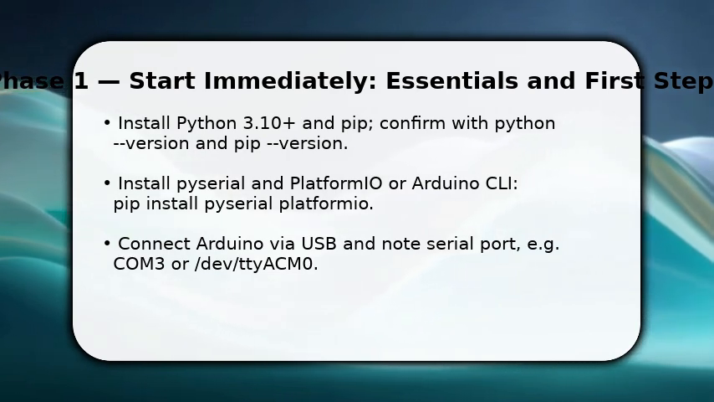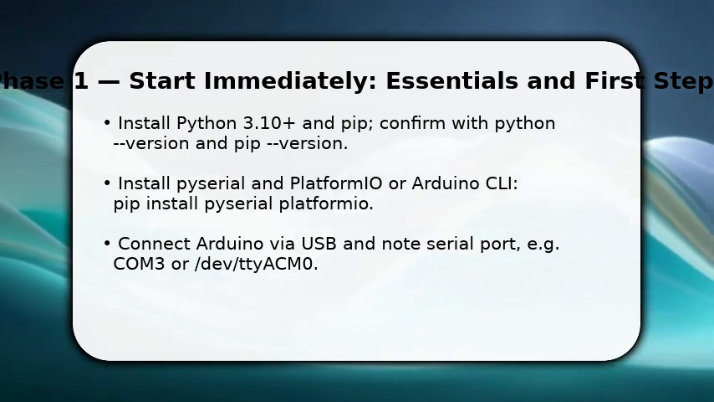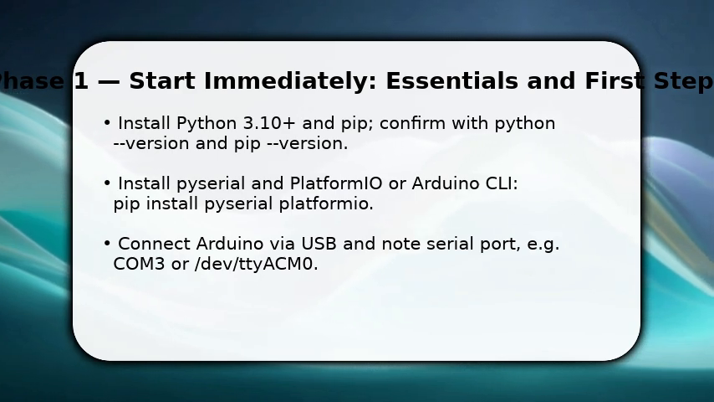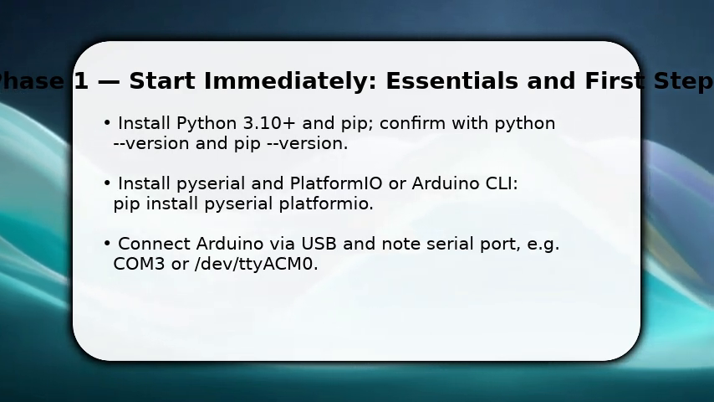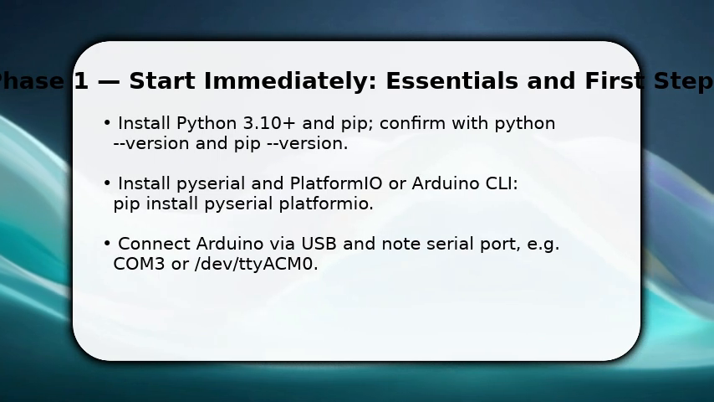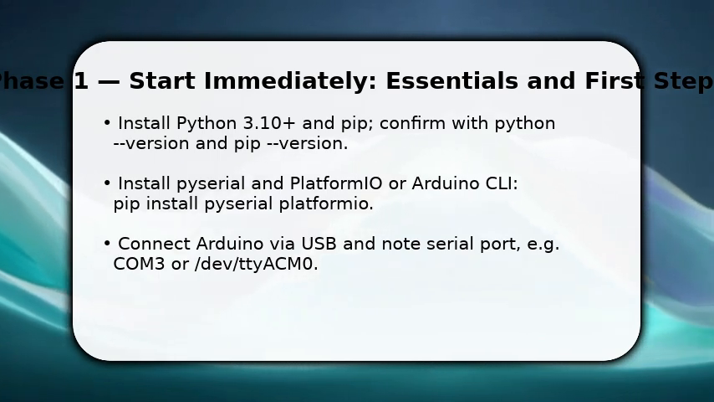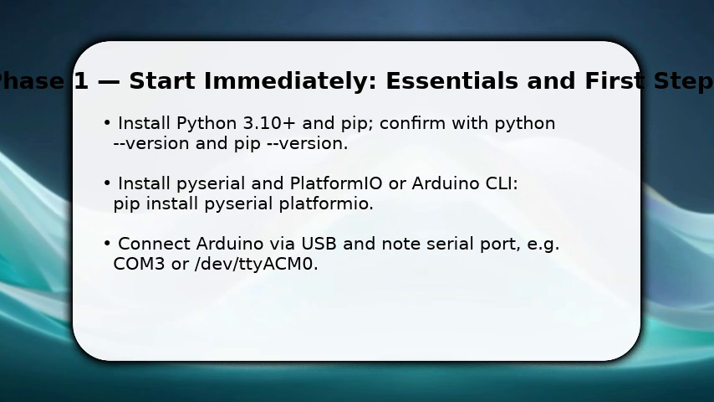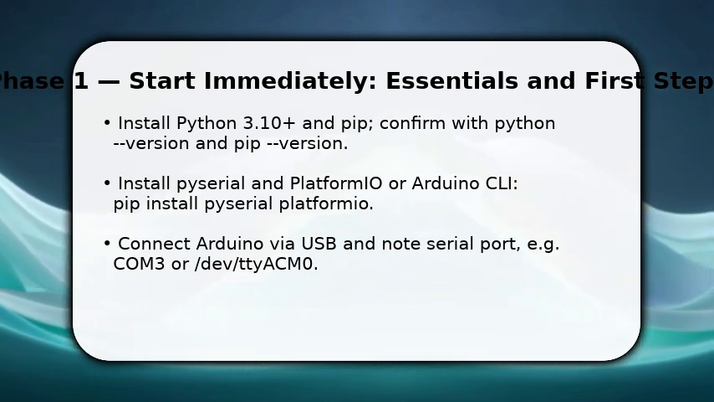Make sure your Arduino is connected via USB and identify its serial port, COM3 on Windows or /dev/ttyACM0 on Linux. Now you have the runtime, the uploader, and the device ready. Next, we write code that talks to the board.